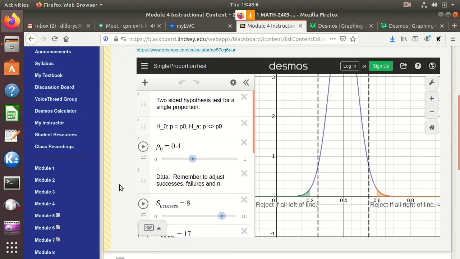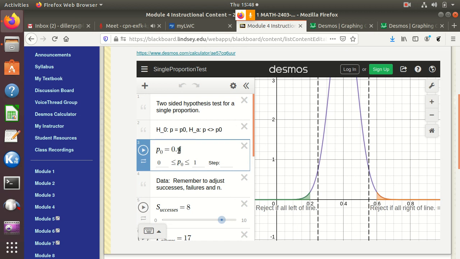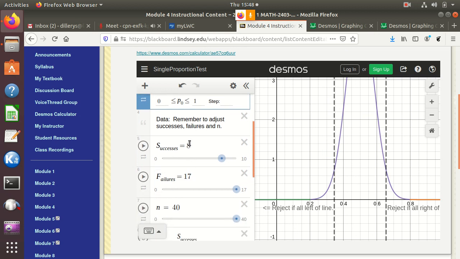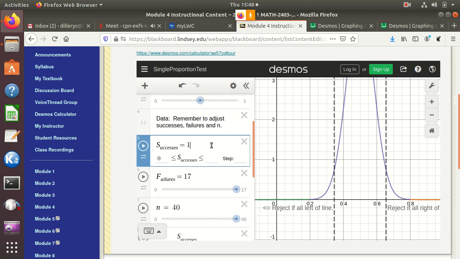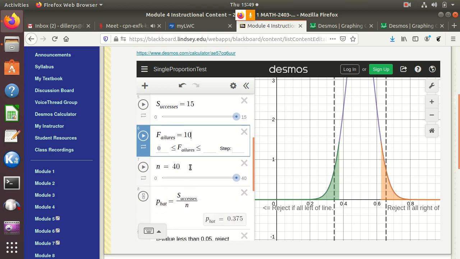So here's a template that you can actually use right here and perform a hypothesis test, and it gives you a nice picture. Now, you don't have to use it. You could go to Excel. You could do it by hand using a calculator, all that kind of thing. But here to use this, we said P0 was 0.5. We said we had 15 successes, and so that meant 10 failures. That's just the way this is set up, number of successes and failures.